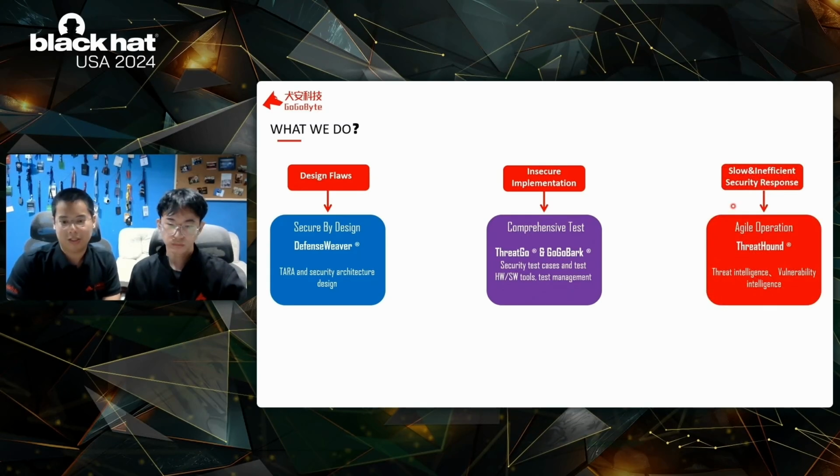The third challenge is slow and inefficient security response. We reported vulnerabilities to some vendors. It took some of them only 1 month to push over-the-air update to fix, but some others took a year or more without actionable plans to fix it. We provide the Threat Hound automotive threat intelligence platform to help identify threats in time.